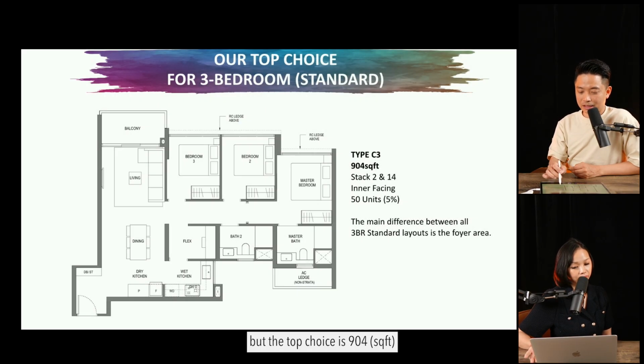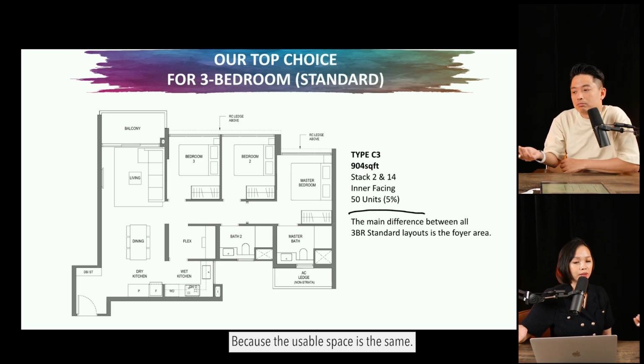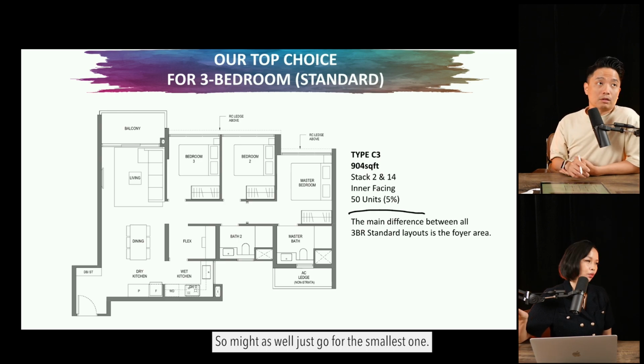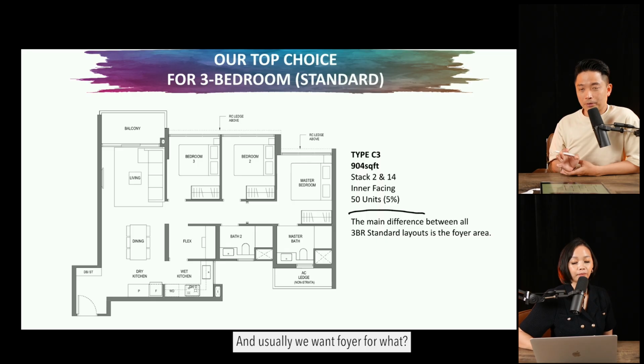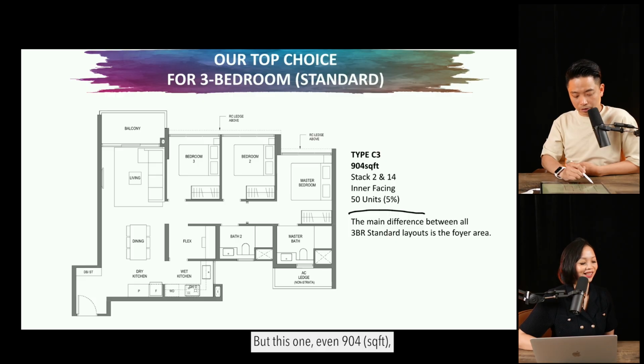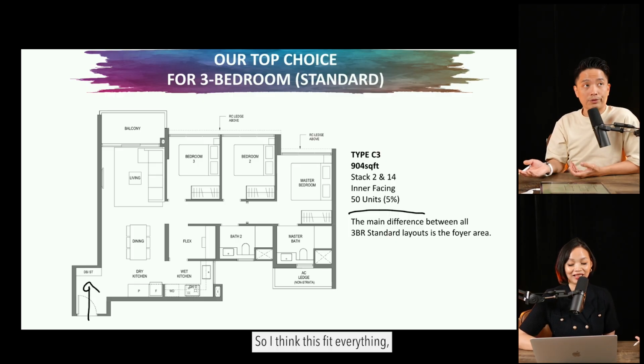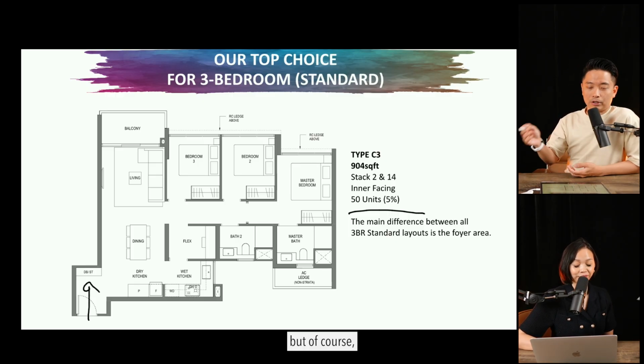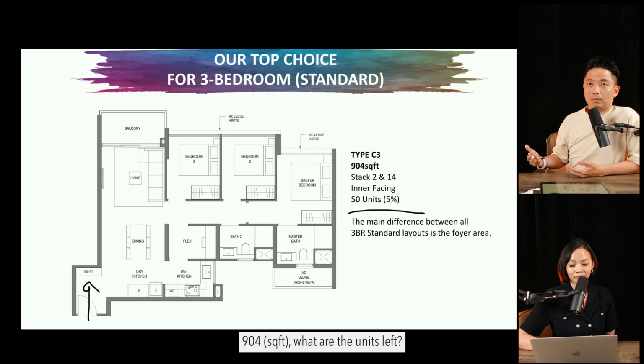But the top choice is 904 because the usable space is the same, so might just go for the smallest one. Correct. And usually we want the foyer to have privacy, because a longer walkway means that people can't see your unit. But this one, even 904, you already got privacy. So I think it fits everything. But of course, 904. What are the units left?